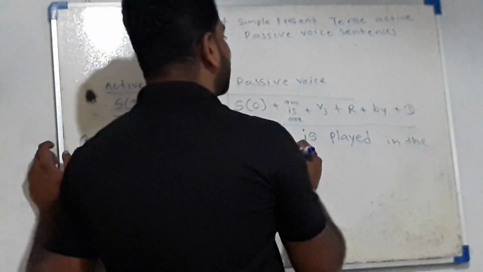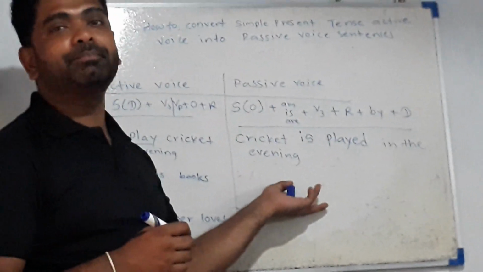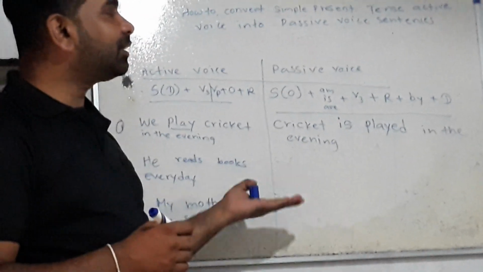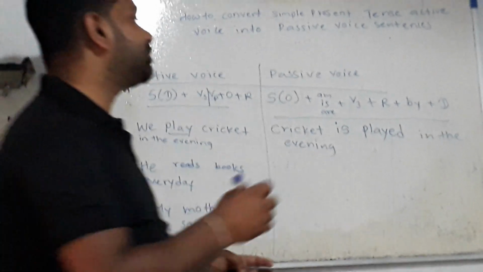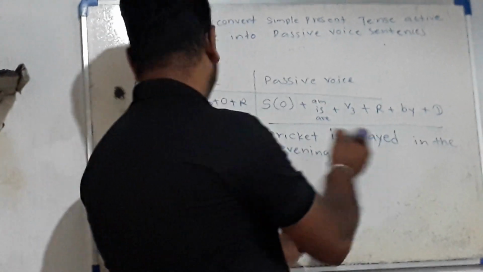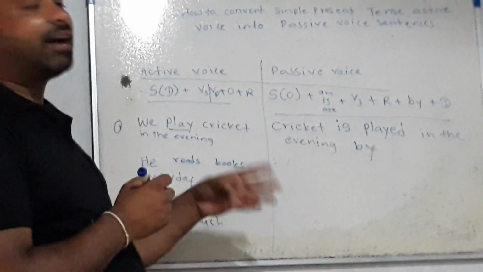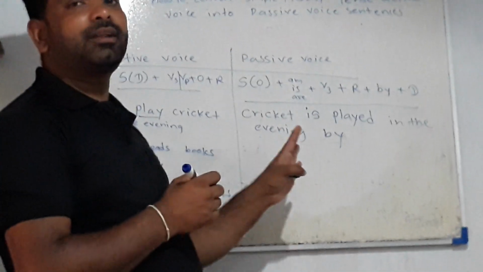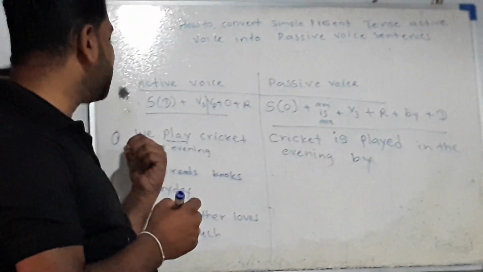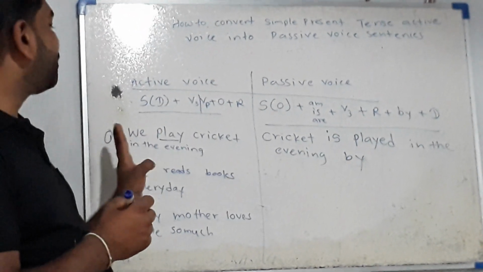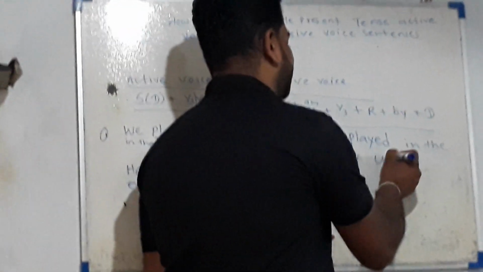And in the passive voice sentence, the doer is not important. But if you feel the doer is important, you can put it using by. And the doer must be in the objective form. What is the word you are using at the end of the sentence? That form you need to use. So the objective form of we is us.